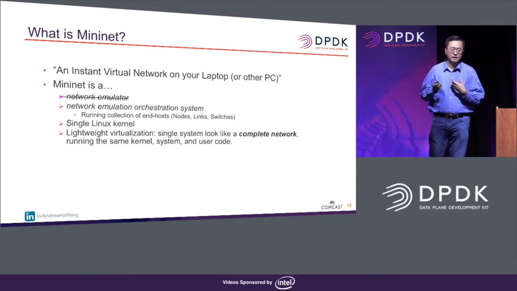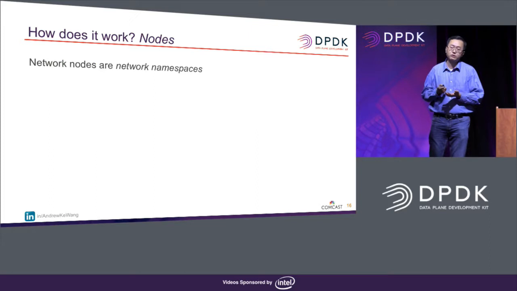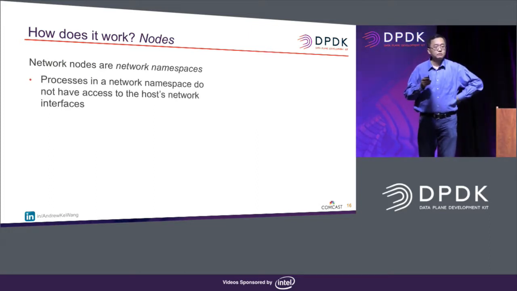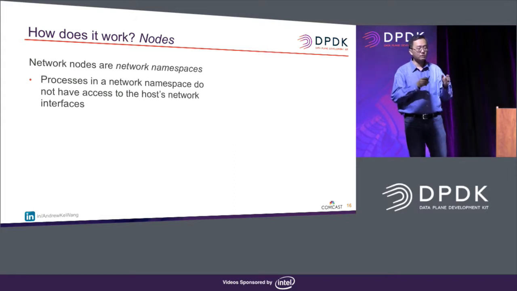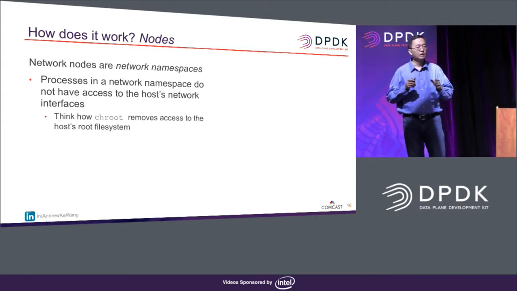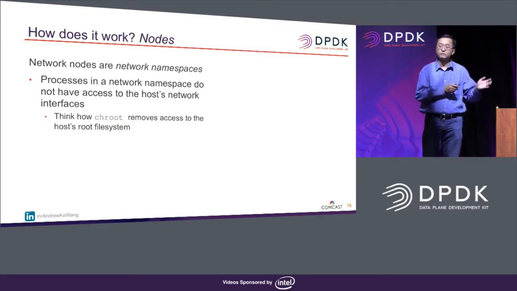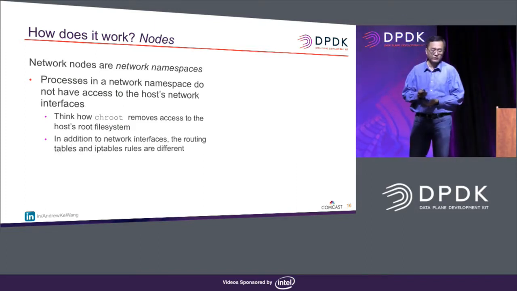So how does Mininet achieve this? What are nodes in a Mininet project? Actually, network nodes are network namespaces in Mininet. Processes that belong to a specific network namespace will not have access to the host's original root network interface. So how does this work? Think about chroot. When we run chroot, we remove access to the host root file system. A network namespace does the same thing, but in the context of a network.